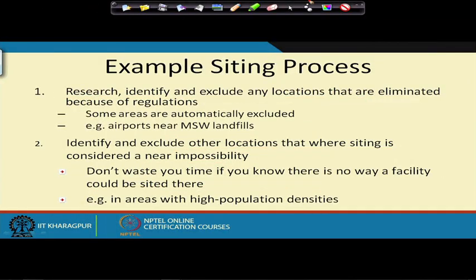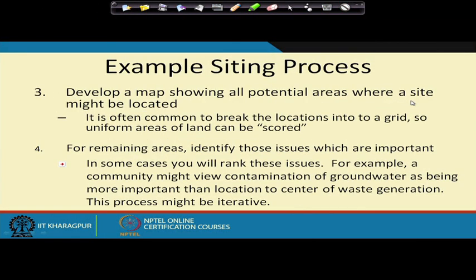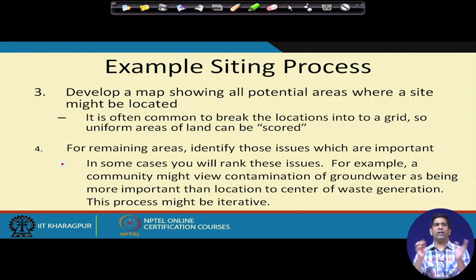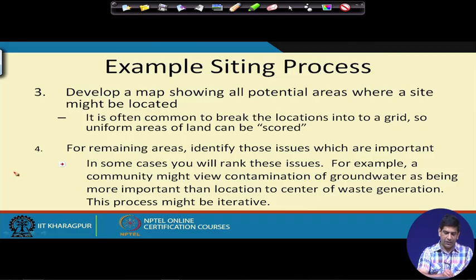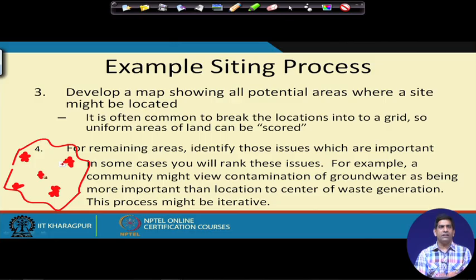So we go to the next step, which is to develop a map. We have to develop the map showing all the potential areas where the site could be located. So we come up with this town map of Kharagpur. I will just draw a hypothetical map. Say this is the map of Kharagpur, and these are the sites which are identified. So we just map these sites.